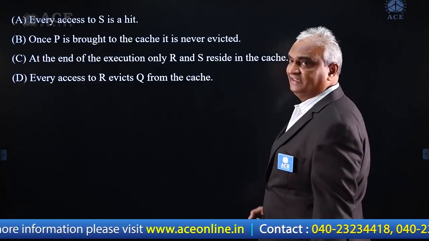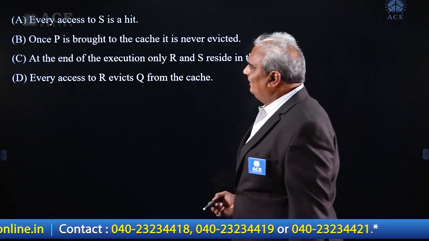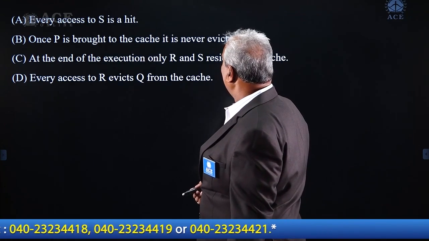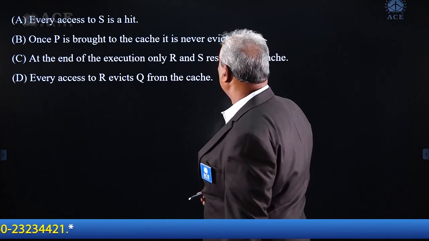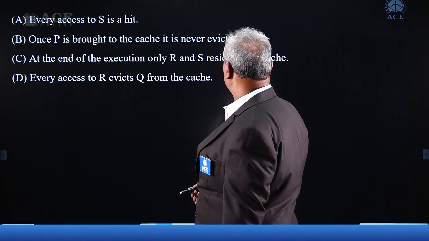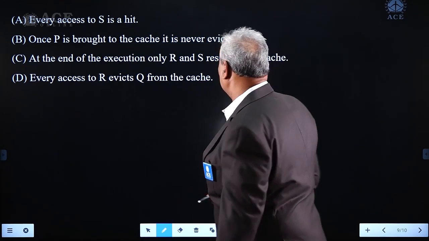Options are like this. A, every access to S is a hit. B, once P is brought to the cache, it is never evicted. C, at the end of the execution, only R and S reside in the cache. D, every access to R evicts Q from the cache.